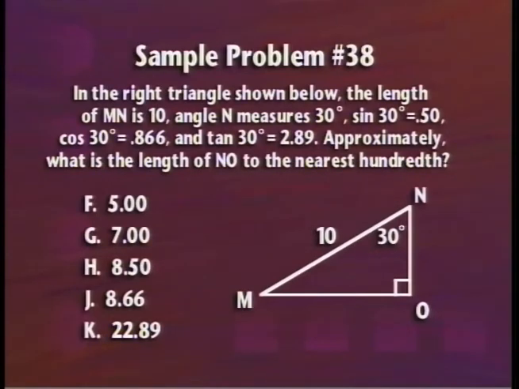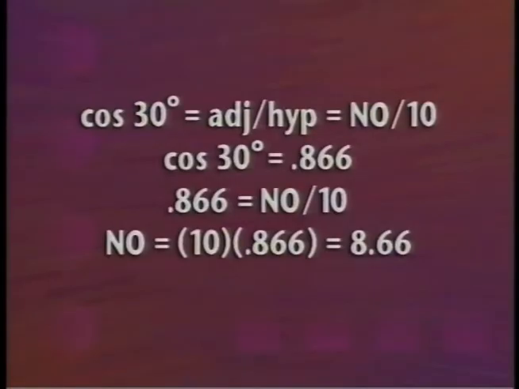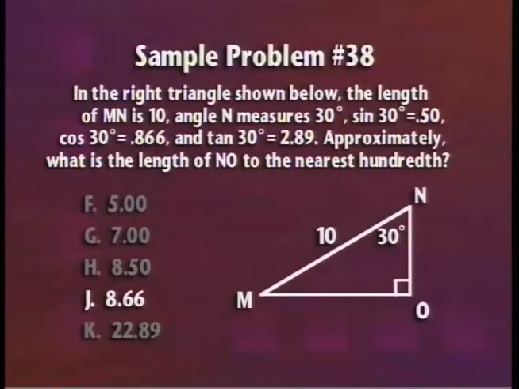Let's use a trigonometric definition that involves angle N and side NO. For instance, cosine 30 degrees equals adjacent over hypotenuse, which would be NO over 10. In this problem, the value of cosine 30 degrees is given, 0.866. So 0.866 equals NO divided by 10, and NO equals 10 times 0.866, which equals 8.66. Answer J.